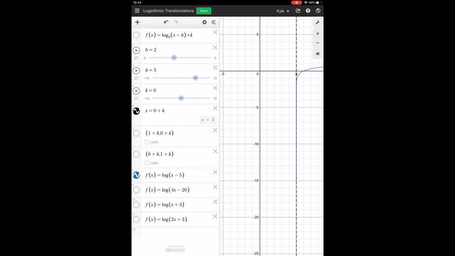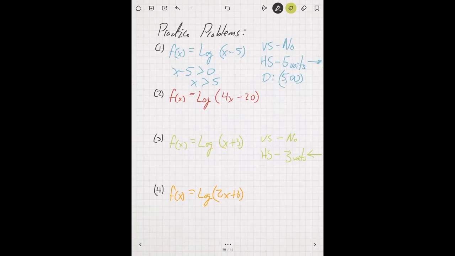Now let's see if we can determine that for the green function, the log of x plus 3. Well, you should notice here that the argument is x plus 3. That means that we want to pick x values that keep x plus 3 greater than 0. So x plus 3 must be greater than 0, so x must be greater than negative 3. Don't plug in negative 3 or anything smaller than it. Our domain would go from negative 3 to infinity.